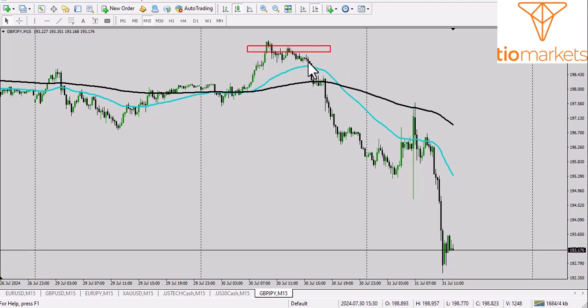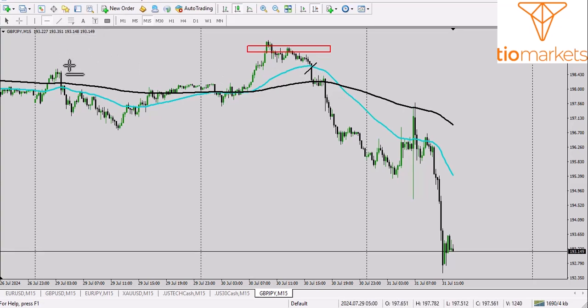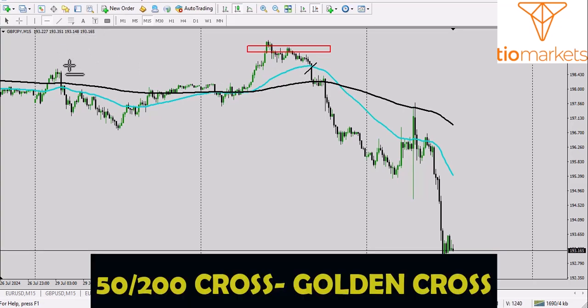A double top here, this being the peak. So after the peak, what do you wait for? You wait for a crossing of the 50 EMA like this. Then you wait for what you call the golden cross. So whenever the 50 EMA crosses the 200 EMA, we call that scenario the golden cross.